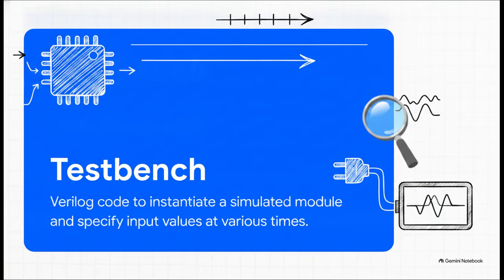So technically speaking, a test bench is a specific style of Verilog code used to instantiate a module so it can be simulated. It's written entirely to specify exact values for a module's inputs at very precise simulation times. It essentially just plugs right into our target design, feeds it highly controlled signals, and watches how it reacts.